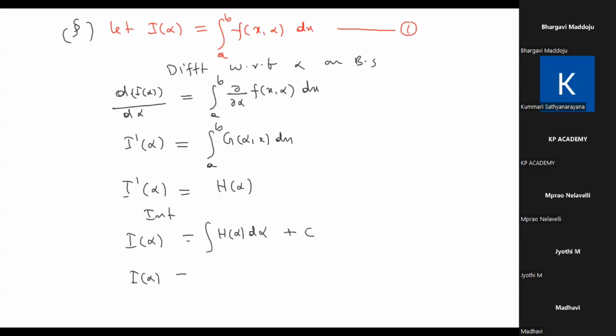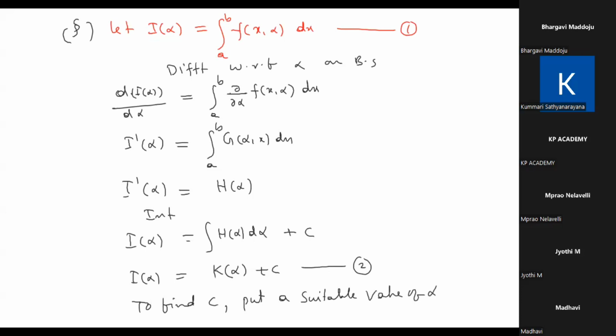Now I of alpha is equal to the integration of this, some k of alpha plus c, equation 2. To find c, put a suitable value of alpha in 1 and use that in 2. Hence find c and put it in. This is the concept and this is the method: differentiation under the integral sign.